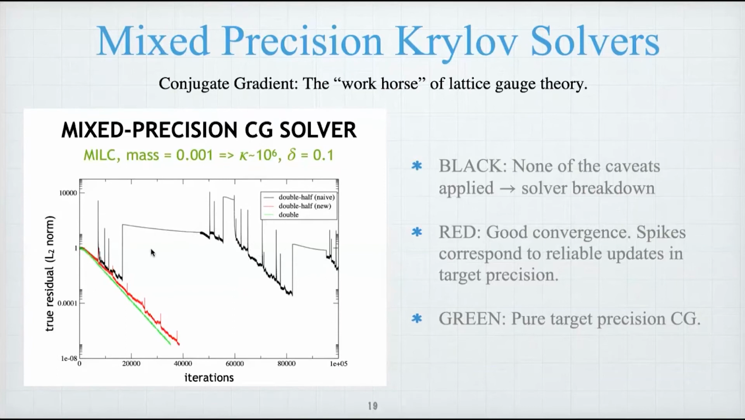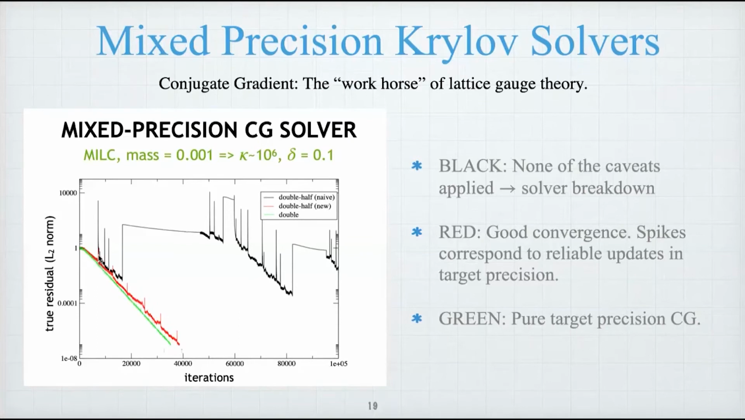Then we see the green one. This is just running everything in double. This is the target. And then we have double half with all of the fancy bits, and they're not even that fancy, put into conjugate gradient. You can see that it really does behave very well. The number of iterations is slightly bigger, but don't worry about that, because GPUs can do this red line way faster than they can do the green line.